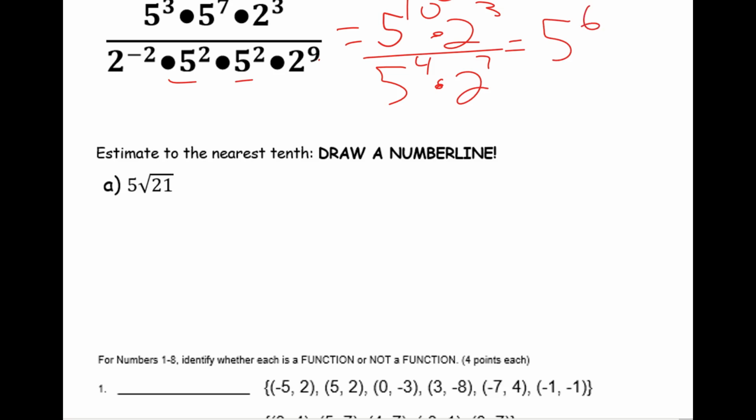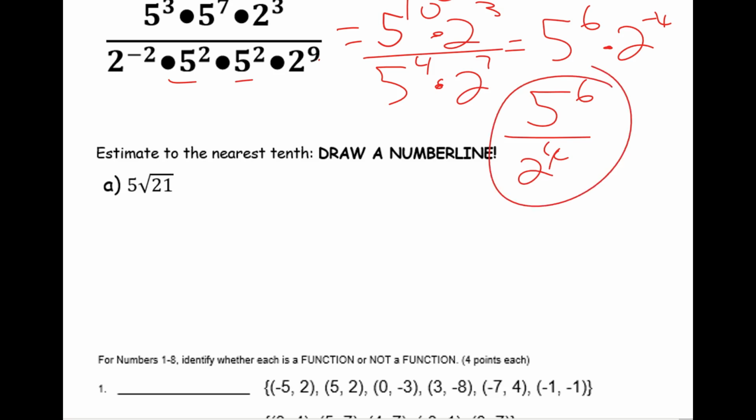3 minus 7 is negative 4. 2 to the negative fourth. And we just learned that we don't like negative exponents. We flip the base and the exponent becomes positive. So we get 5 to the 6 over 2 to the fourth. You're flipping to the bottom.